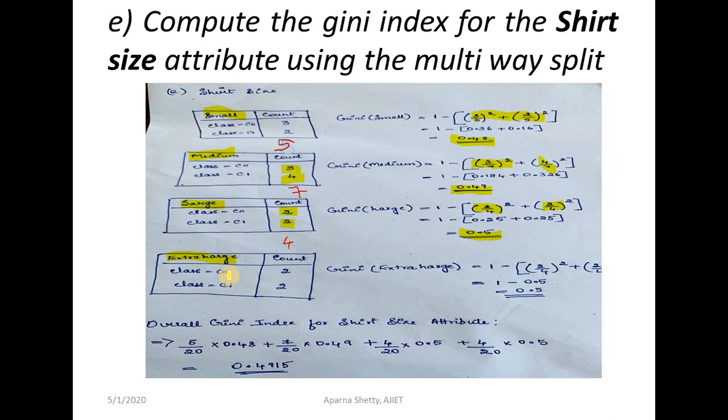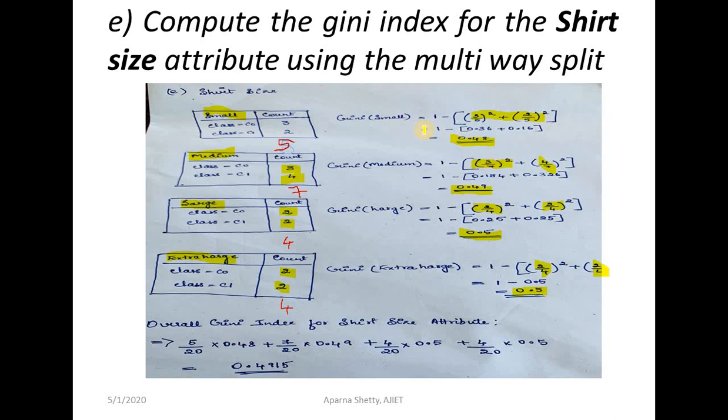Same way calculate the Gini for shirt size extra large. So 2 records belong to class 0 and 2 records of extra large belong to class 1. The total count of the records that have shirt size extra large is 4. Hence calculating the Gini for extra large, you will get 1 minus (2 divided by 4) the whole square plus (2 divided by 4) the whole square. You will get 1 minus 0.5, which is equal to 0.5.